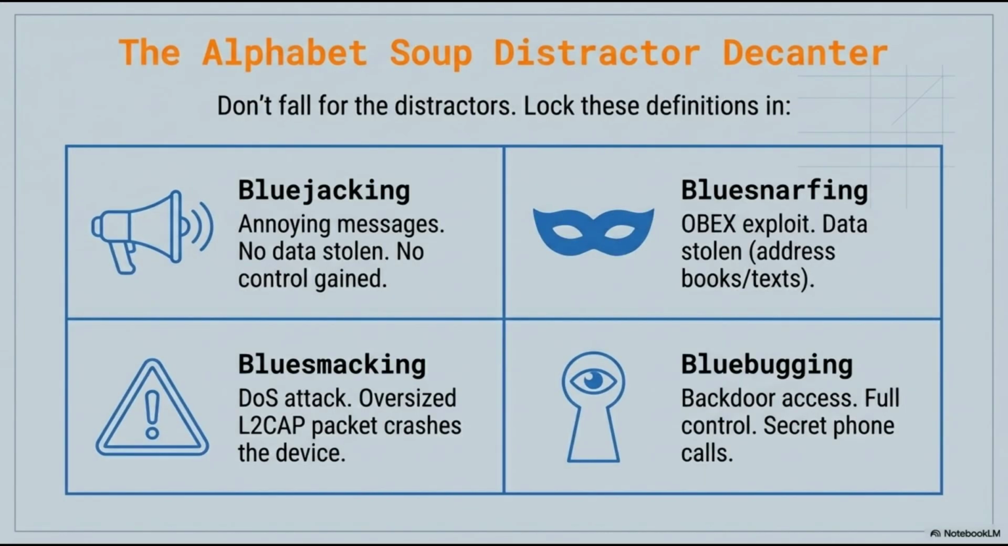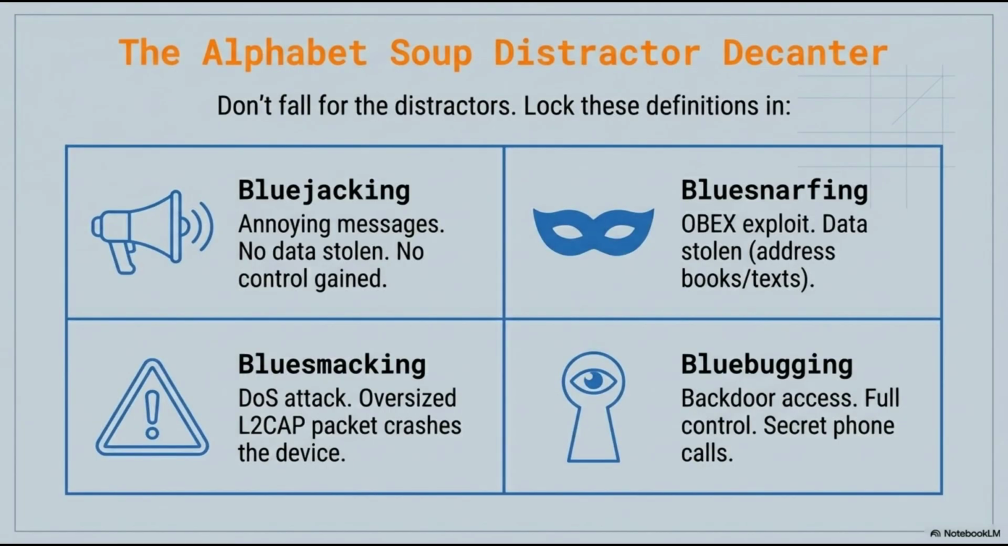The four blues. Bluejacking, annoying messages. No data stolen. Bluesnarfing, OBEX exploit, data stolen. Bluesmacking. DoS attack. Oversized packet. Bluebugging. Backdoor access. Full control. Secret phone calls. Take a second to lock this in. Prompt. Synthesize the distinct outcomes of the four major blue attacks and explain why precise categorization is vital when reporting vulnerabilities to a client. Keep them in distinct mental buckets.